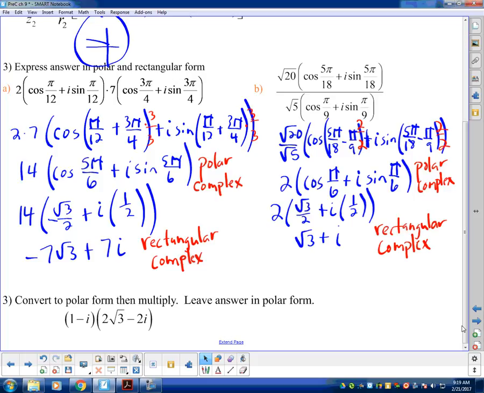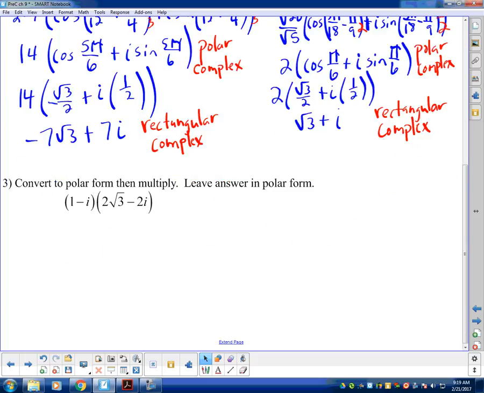The real power behind changing to polar form is when you start taking them to powers, like the one I introduced to you earlier, 2 plus 3i to the 10th. Very simple to do in polar form, a pain to do in rectangular form. Here, you could just as easily distribute and replace i squared with negative 1. It would probably be just fine. But here's what it would look like.